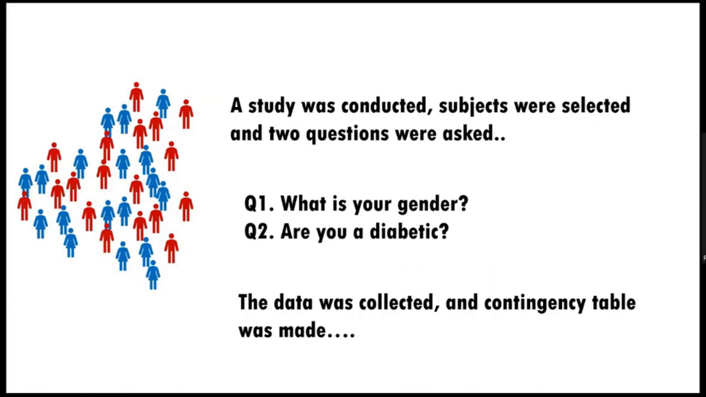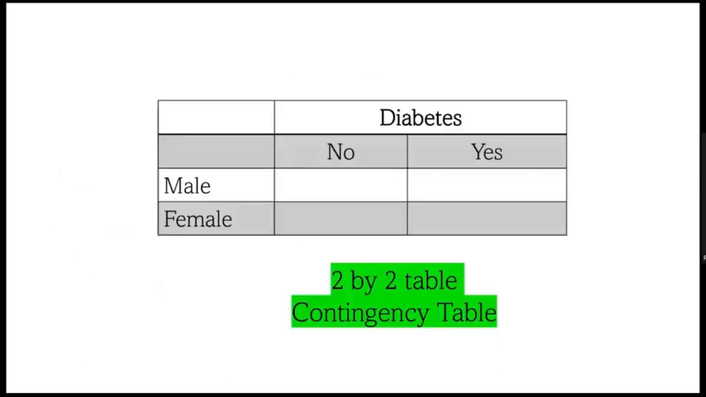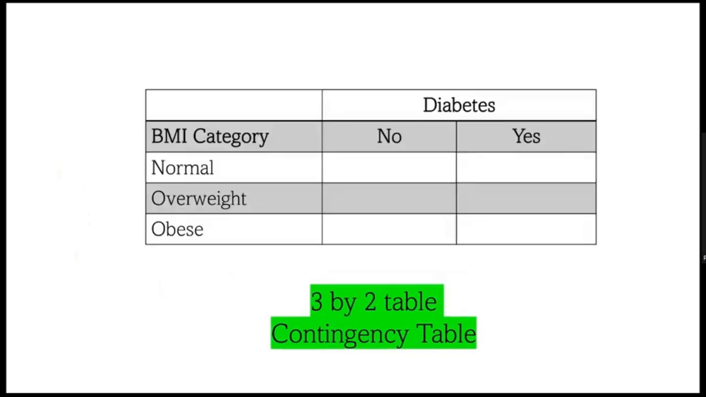Now, what is this contingency table? It is a cross table, which is also known as a cross tab or a two-way table. It's an arrangement where the data is classified according to the 2 categorical variables. So this is a 2x2 contingency table. In this case, you have got 2 categories of each variable: diabetes as no and yes, and gender as male and female. So this is the 2x2 contingency table.